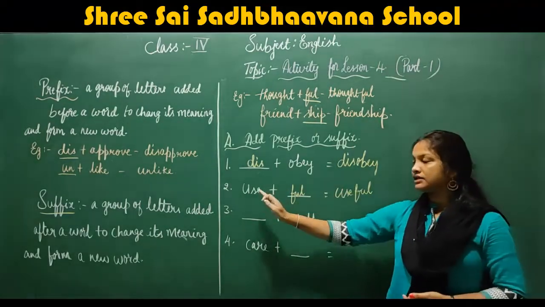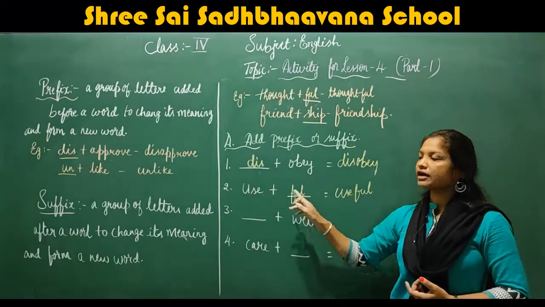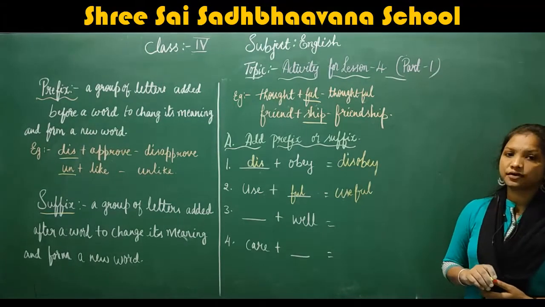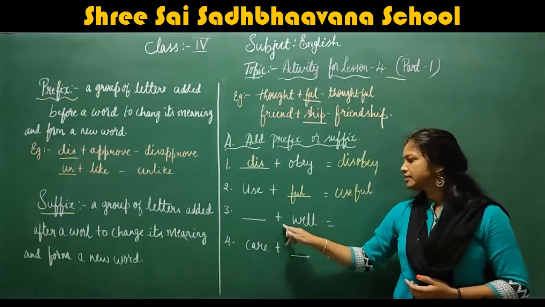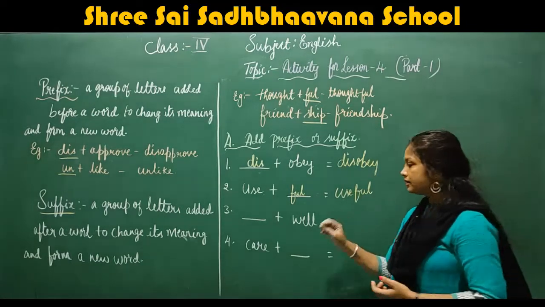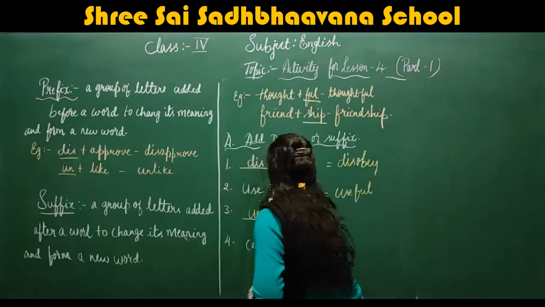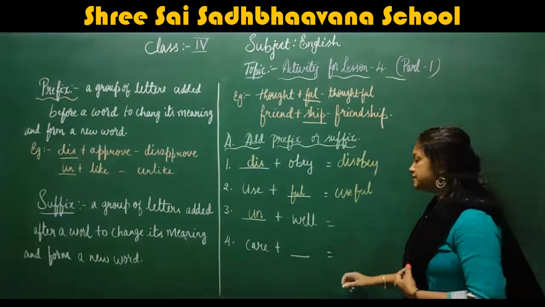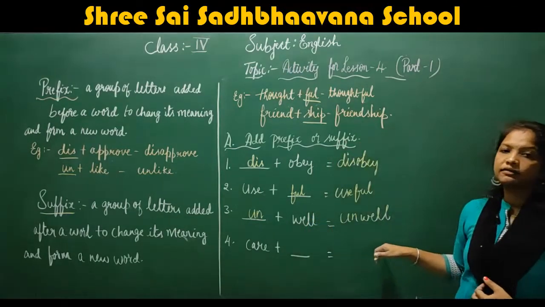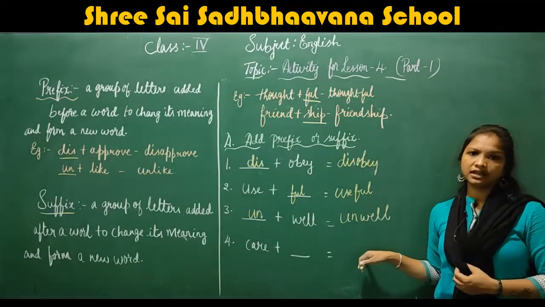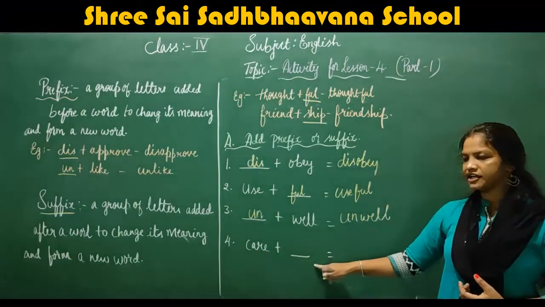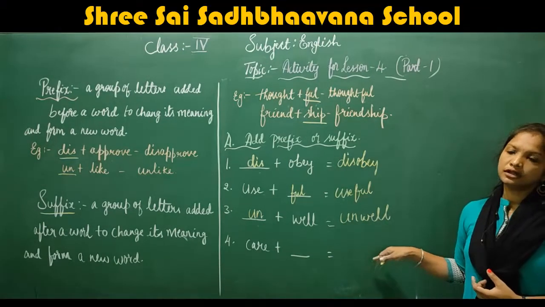Or you can write it as use plus less. Use plus less is equal to useless. That you can also write. Okay, now next, dash plus well is equal to a new word. Un plus well is equal to unwell. I am unwell today. I am not feeling well. Okay, unwell.